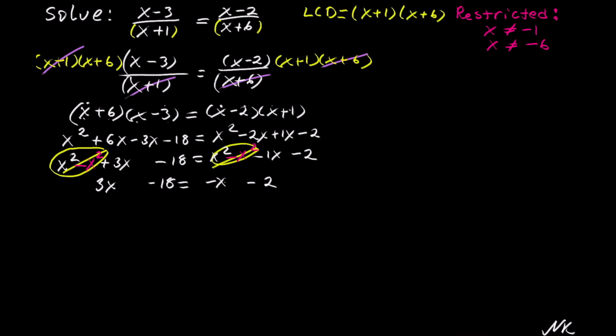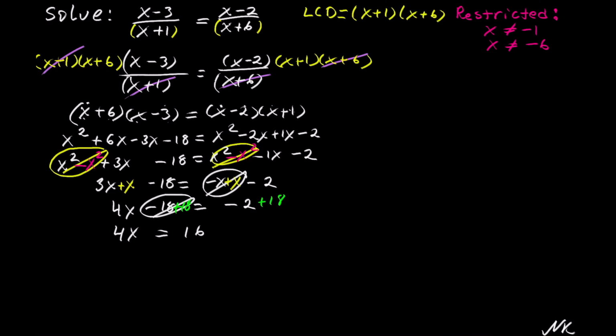Let's add 1x to both sides to bring x's to the left, and we get 3x plus x. We have 4x minus 18 is equal to negative x plus x adds up to 0, minus 2. So now we have 4x minus 18 is equal to negative 2. Let's solve for x by adding 18 to both sides, and we get 4x. Negative 18 plus 18 adds up to 0, so 4x is equal to negative 2 plus 18, different signs difference, and we get difference is positive 16.